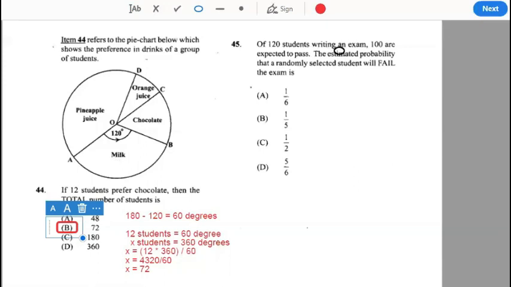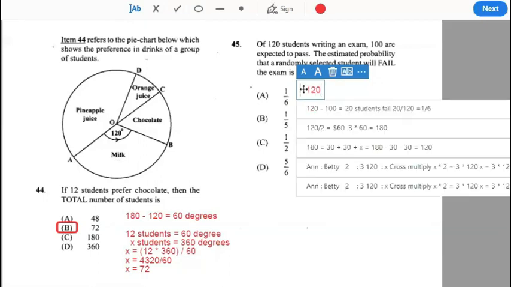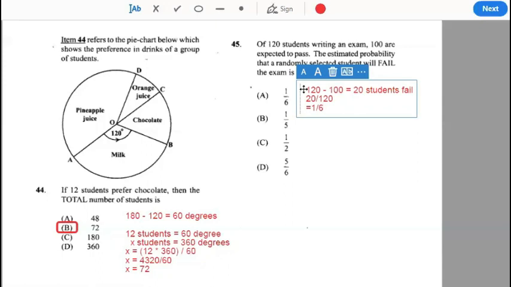Of 120 students writing an exam, 100 are expected to pass. The estimated probability of those that will fail the exam is... If you listen to this recording, you will definitely not be in the randomly failing students. It'd be in the 100 that passed. But if 100 are expected to pass, it means 20 are going to fail. So it's 120 minus 100 equals 20 students will fail. Therefore, the probability of those that will fail is equal to the 20 that will fail divided by the total number of students. And as always, you simplify your fraction and you get 1/6.